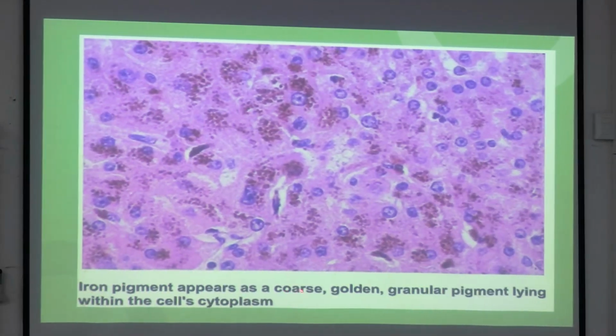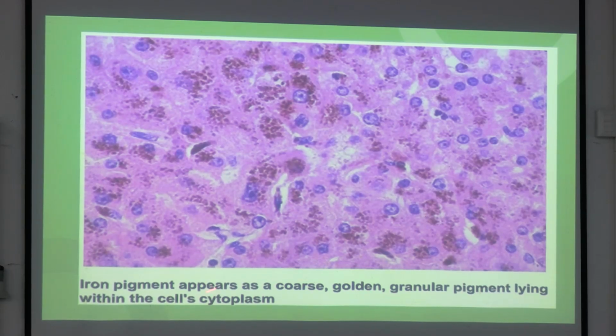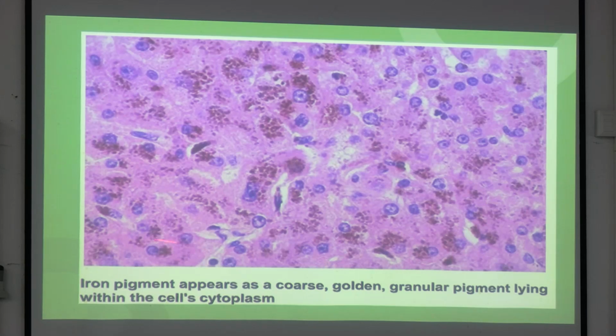Iron pigment appears as coarse golden granular pigment lying within the cell cytoplasm. What tissue is this? We showed so many cells, what tissue is this? Are these cells? Hepatocytes, liver. So this is a biopsy picture taken from the liver of a thalassemia major patient after his demise. This is the iron pigment in the cell cytoplasm. So this is called hemochromatosis.